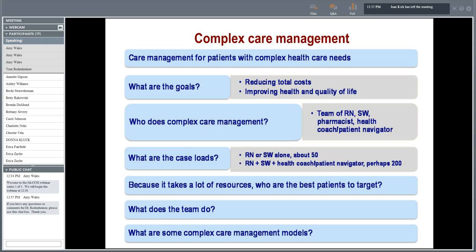I'm wondering if any of you have a complex care management team, and if you do, who is on your team? Would anyone say that has such a team?